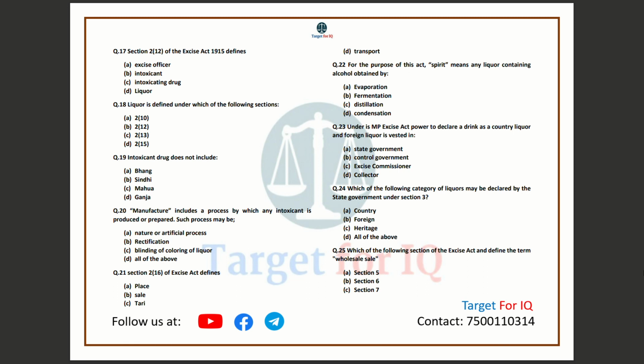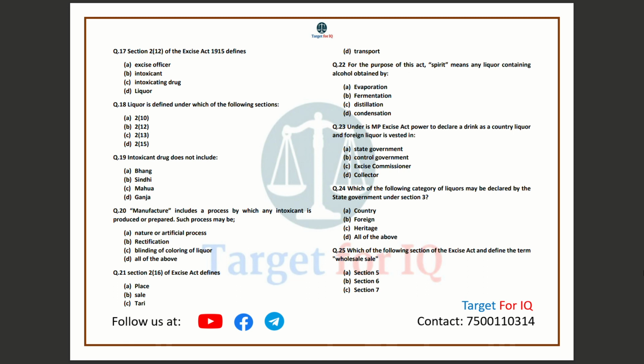Question number 21. Section 2 clause 16 of Excise Act defines option A, place, option B, sale, option C, tari, and option D is transport. The correct answer to question number 21 is option B, that is sale.